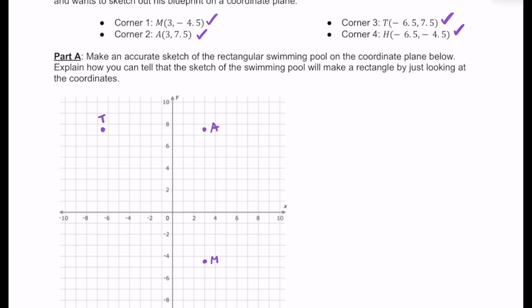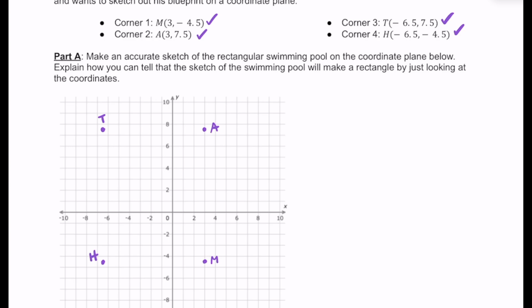Finally for H we have negative 6.5, negative 4.5, so we're going to move 6.5 units over to the left, and then go 4.5 units down. 4.5 units down looks like it's right about here, just a little higher than there. So 6.5 to the left, 4.5 down, I think is going to be right here. This right here, I'm going to call point H.